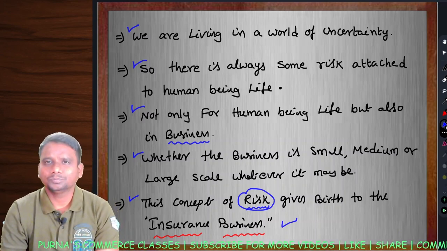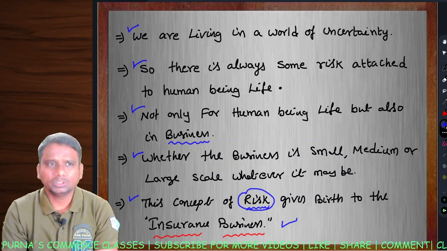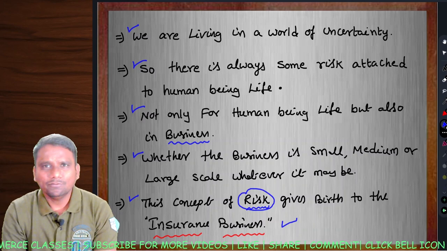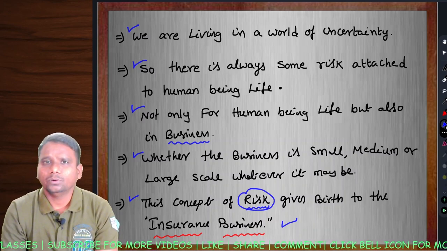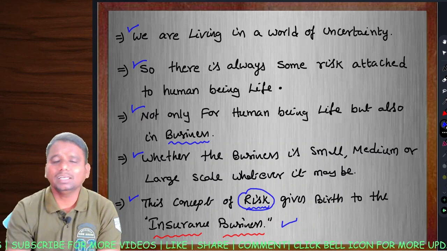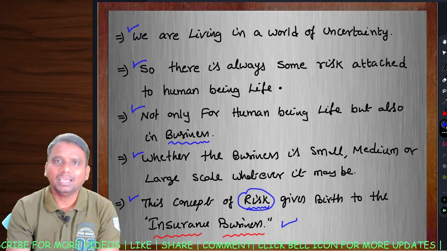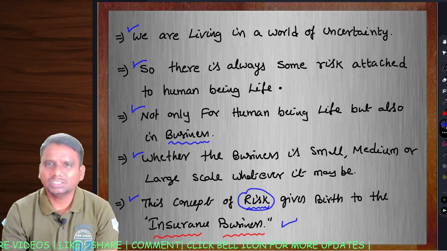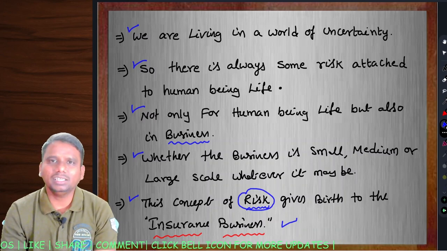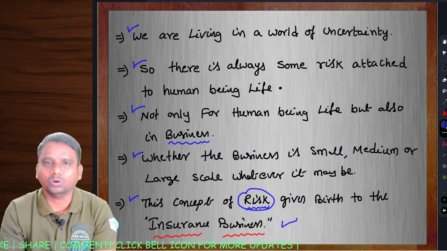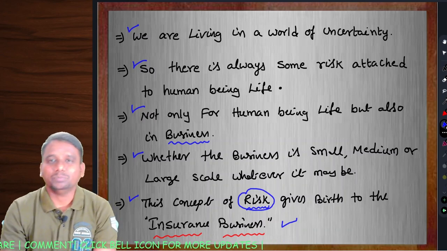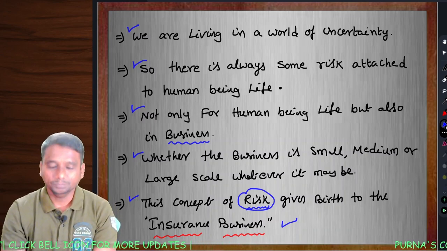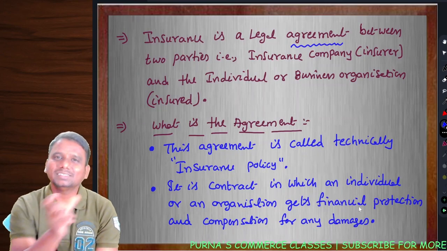In the examples you observed, for any village, there are some gentlemen. You remember the village elders, don't you? In every village, there are some gentlemen who collect this amount voluntarily from other members and hand it over to the people who suffered financial loss. This happened. Earlier days, it was not a business. Voluntarily, they collected the amount and handed it over. But now, this risk gives birth to the insurance business.